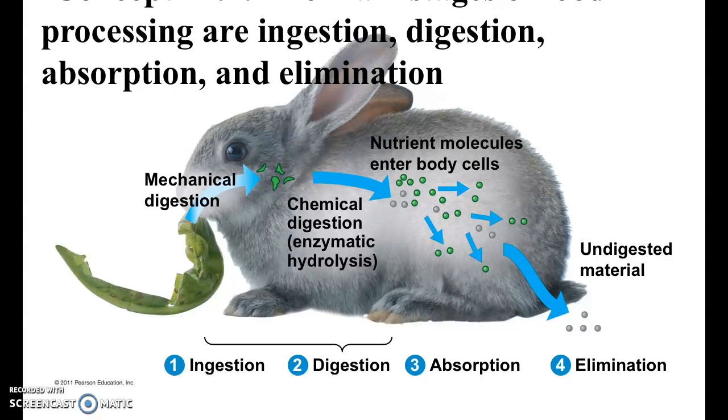Mechanical digestion is the process of chewing your food, tearing it into smaller pieces so it is manageable and can be digested easily. So when you chew your food, you're basically increasing its surface area, right? You're exposing a lot more of its area for chemical digestion. The next part of it is chemical digestion.